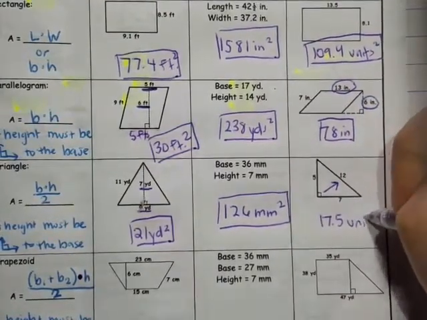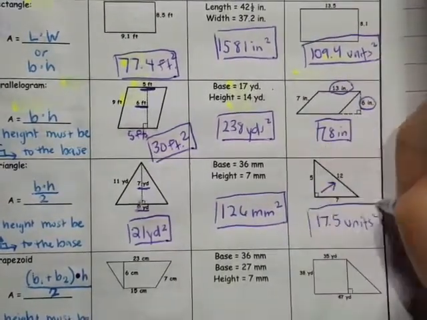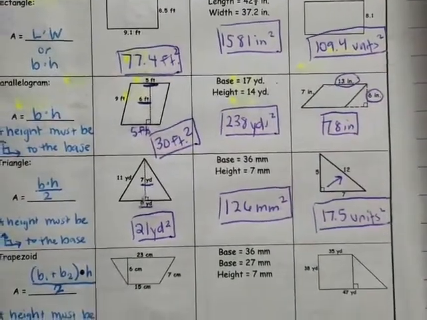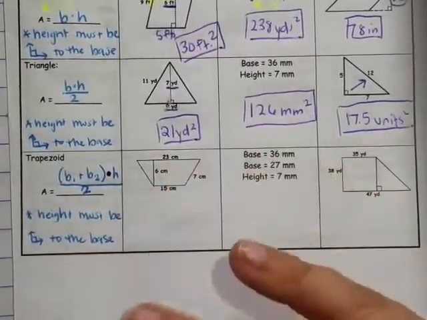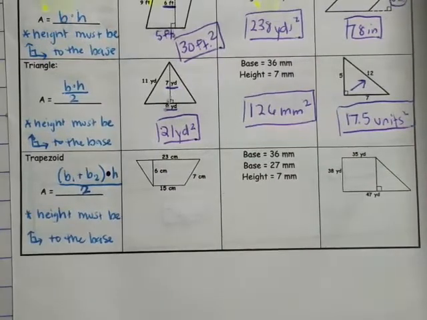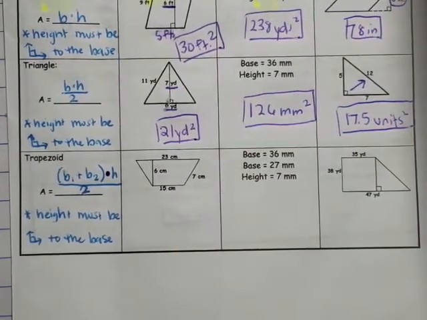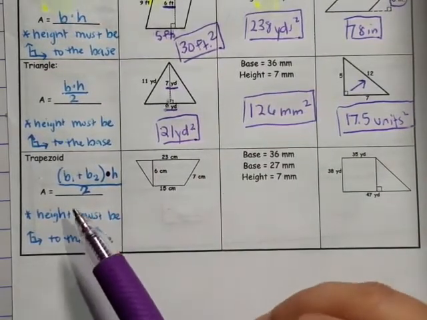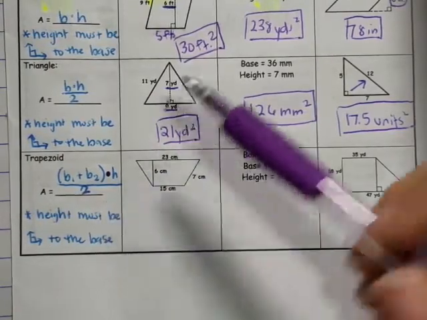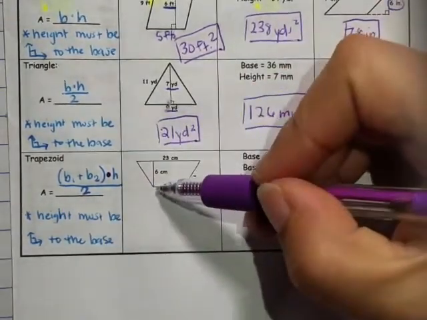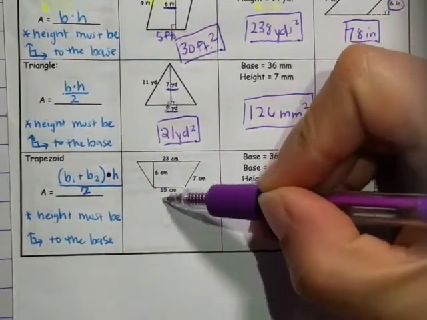And they don't give me any units, so I'm just going to say units squared. Okay. Trapezoid, probably the most complicated out of the two-dimensional shapes that we've used so far. And really, it's kind of like a triangle. You just don't have the pointy piece down here.